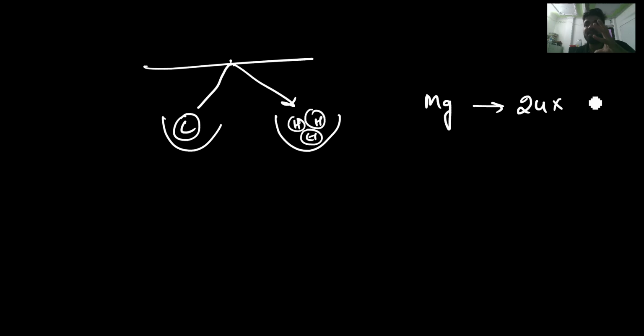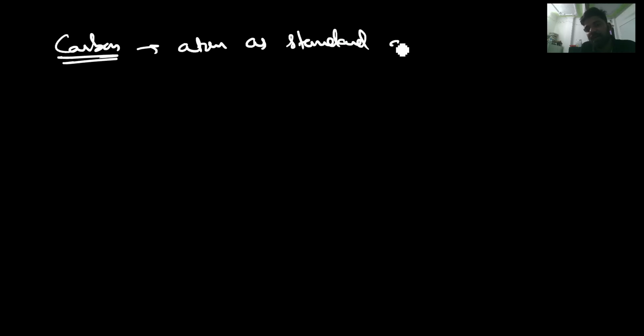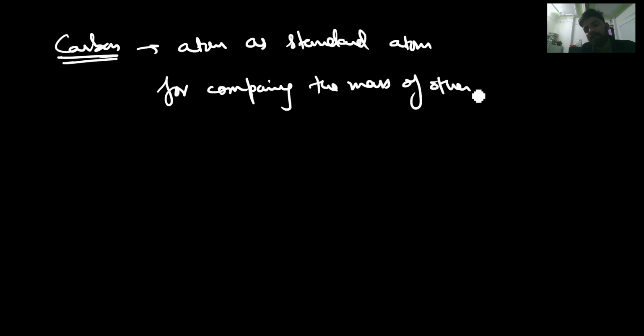Then finally we have taken carbon, because carbon is present in adequate amount and is generally not found in the combined form. It is found in the form of graphite, which is its purest form. Does everybody get my point? We have taken the carbon atom as the standard atom for comparing the mass of other atoms.